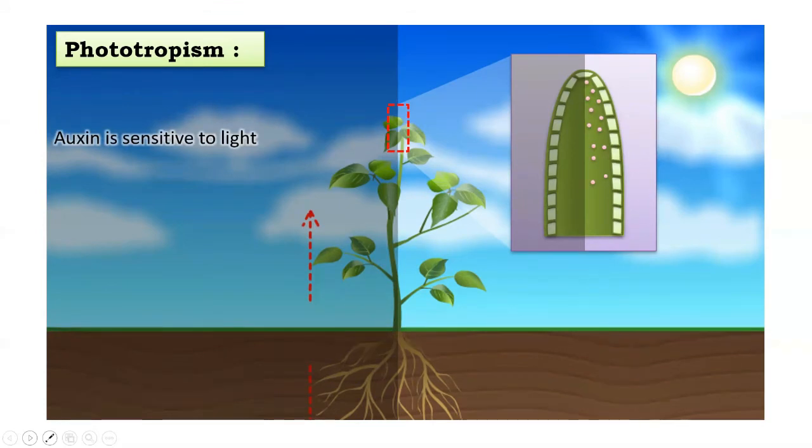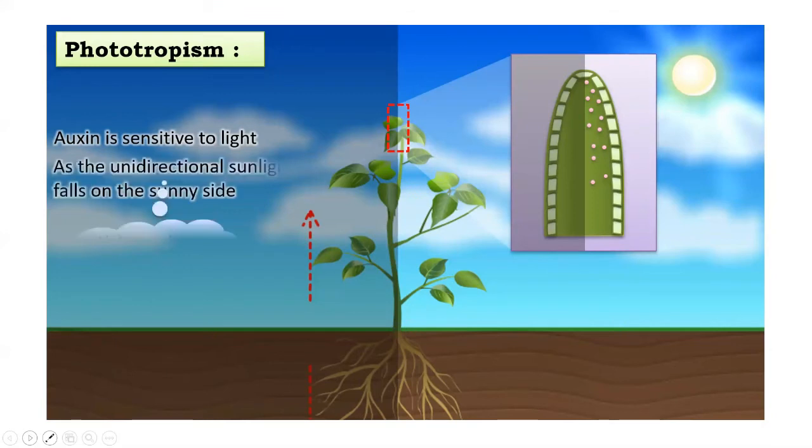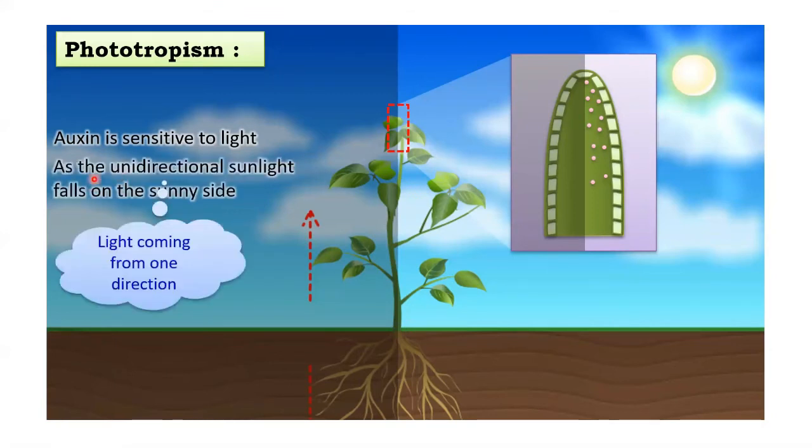Fine. So we have auxins over here. And auxins are light sensitive. It means they respond to light. Now, as the unidirectional sunlight falls on the sunny side, light coming from one direction, right? So what do you mean by unidirectional? Uni means one, direction you already know, right? So light comes from only one direction.